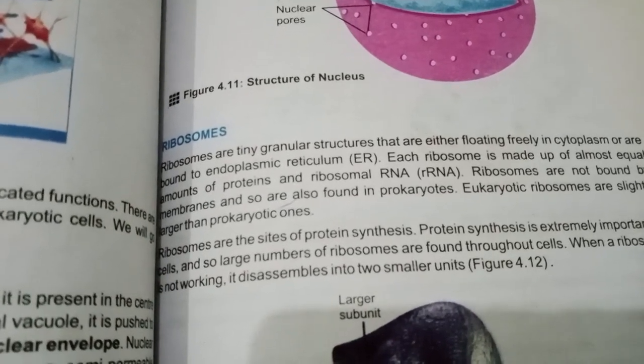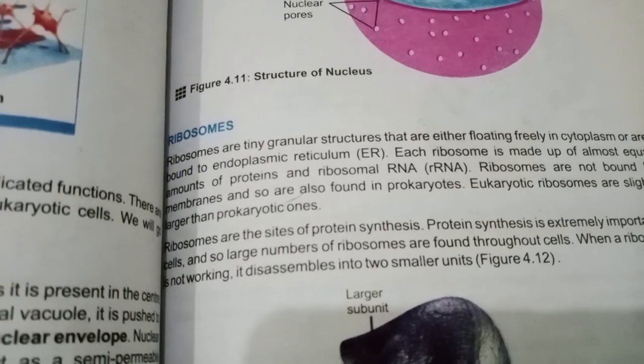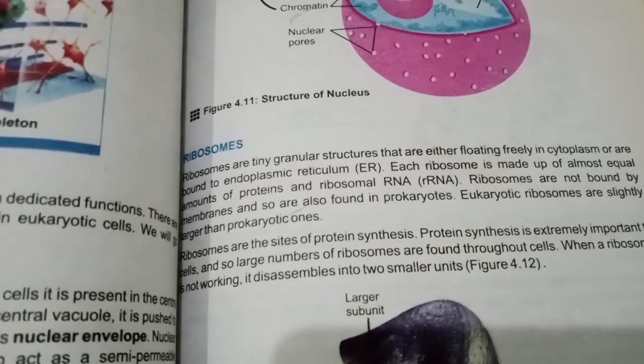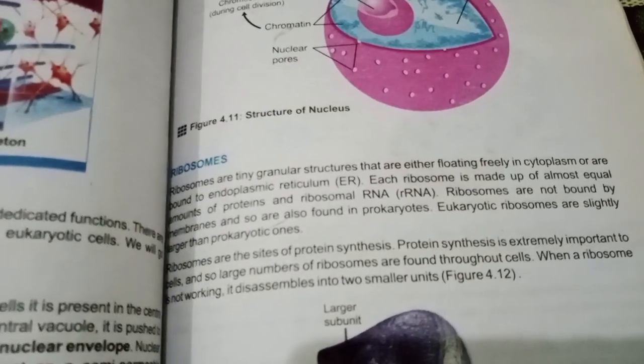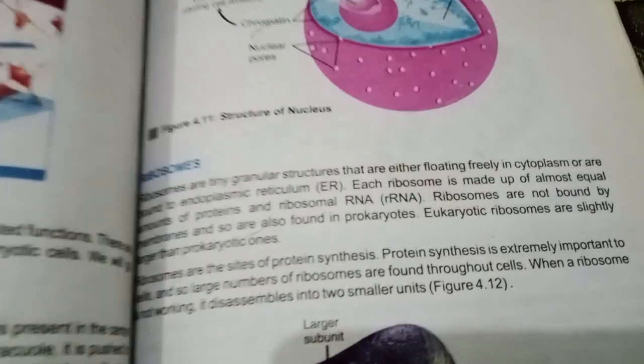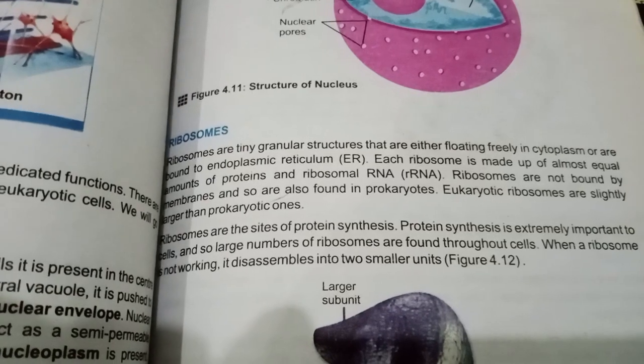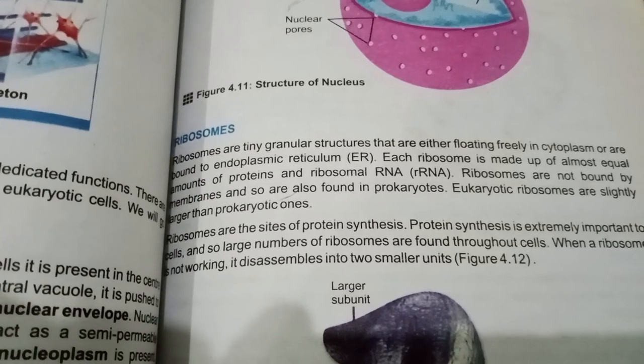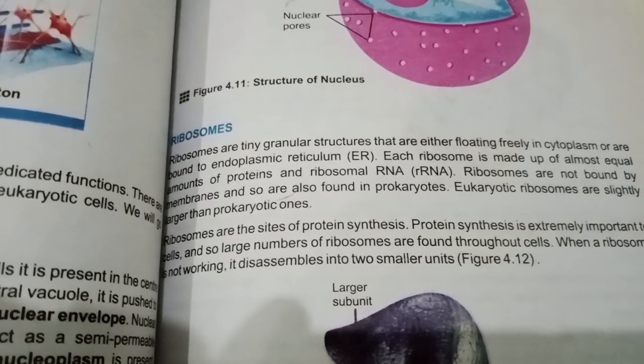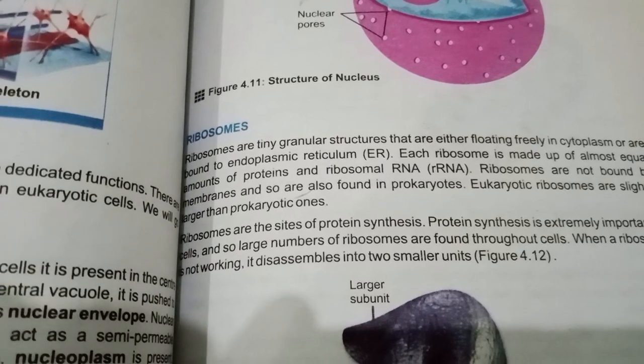Ribosomes are the sites where protein is synthesized. Protein synthesis is extremely important to the cell, and so a large number of ribosomes are found throughout the cell. When the ribosome is not working, it is disassembled into two smaller units.